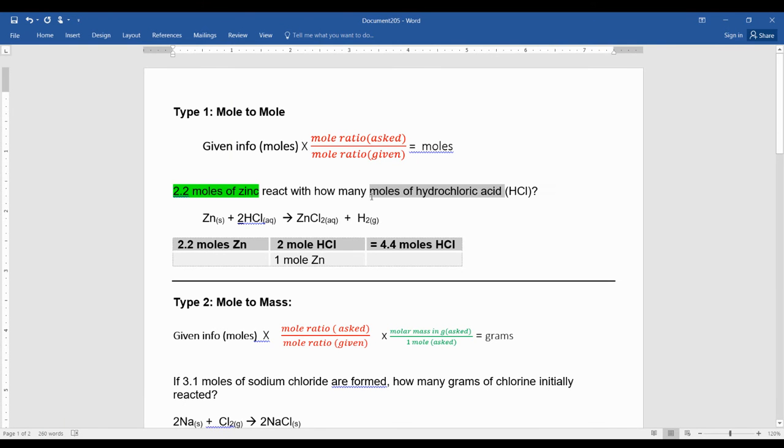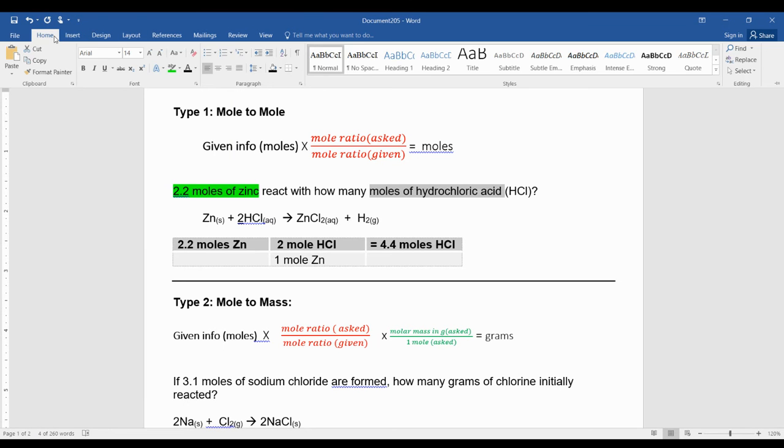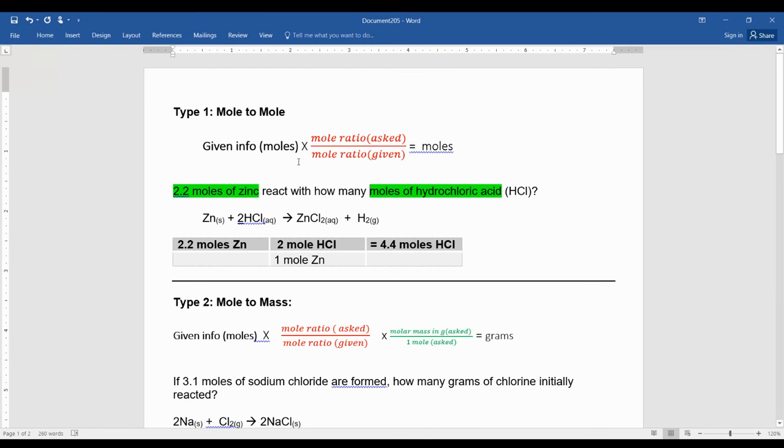In this case, your given information is moles of zinc, and your asked information is moles of hydrochloric acid, which is HCl. So you always begin with what is given. What's given is 2.2 moles of zinc. So that's what you're going to begin with. That's your starting setup. When it says given info in moles, it means that you're going to begin with what's given in the problem. Next comes the mole ratio.